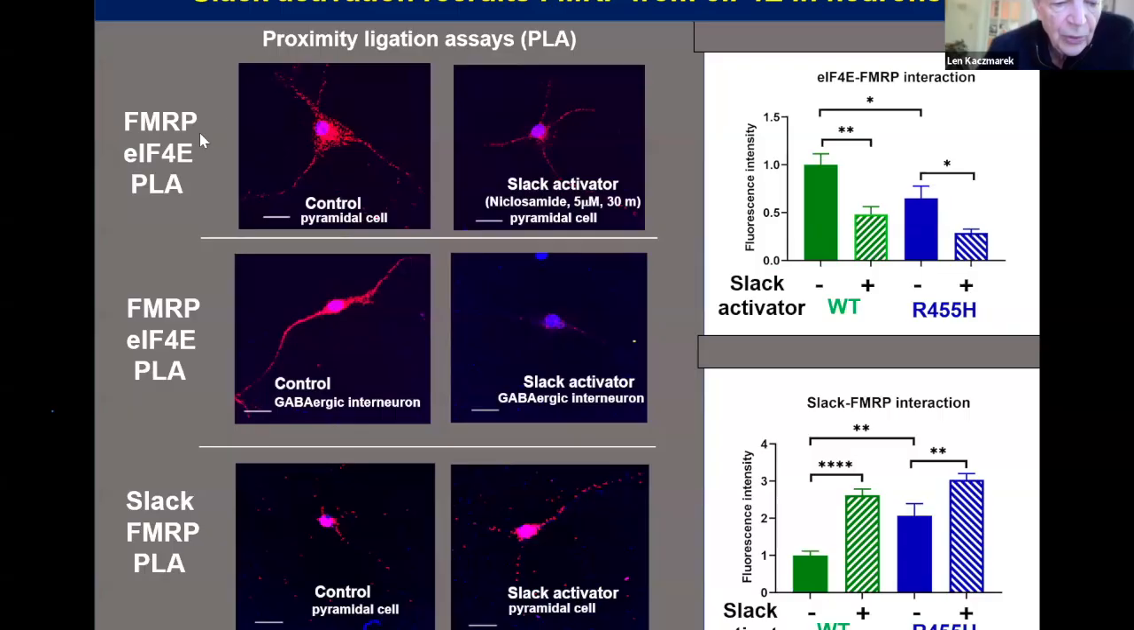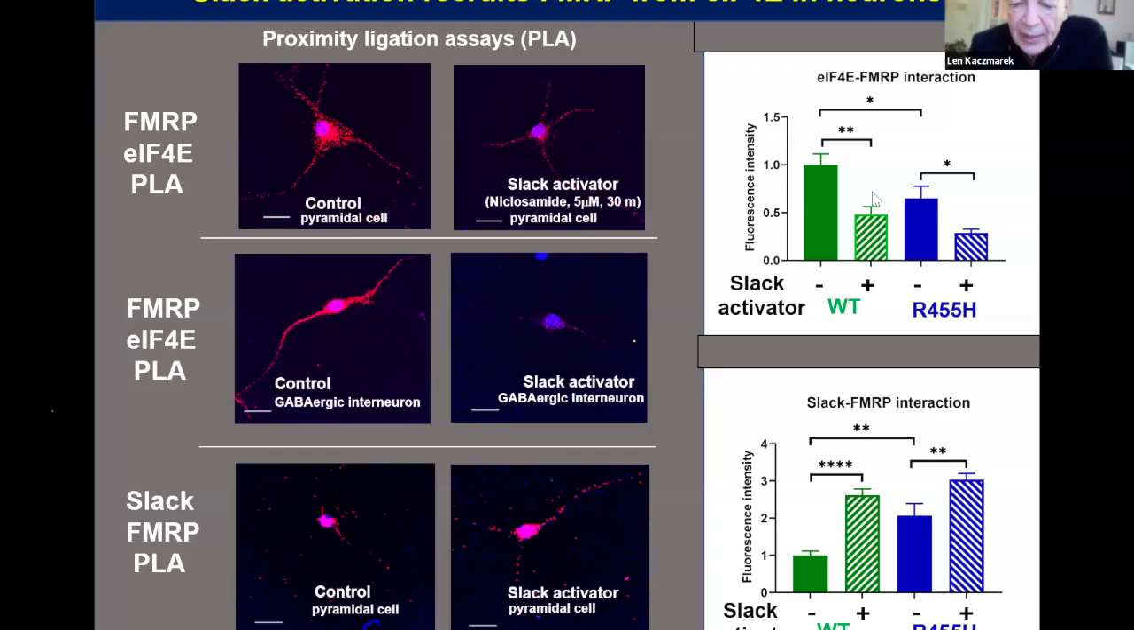And what you see now is the interaction between FMRP and the initiation complex in a neuron that's unstimulated, and then after it's been stimulated, and you can see that there's a massive loss of the interaction of FMRP with EIF4E when you simply stimulate the wild type Slack channel. This is the same thing you see in the inhibitory neurons. You get a loss of that interaction when you stimulate Slack channels. But if you look at the PLA between Slack and FMRP, or between Slack and CYFIP, now you get a marked increase when you stimulate the channel.